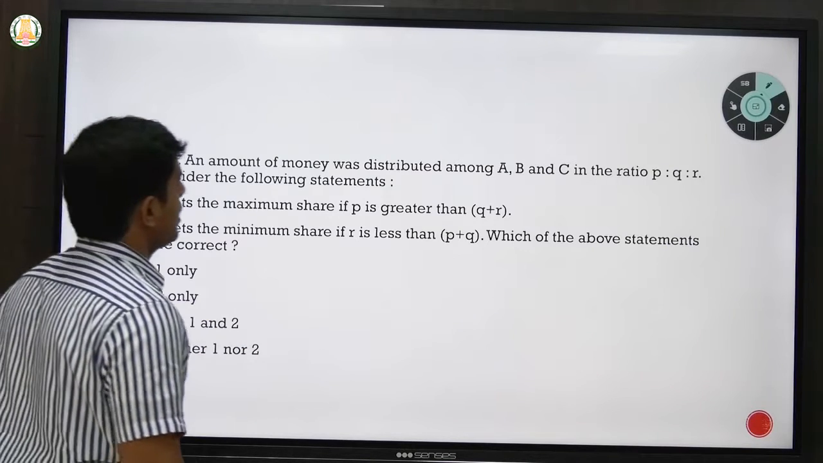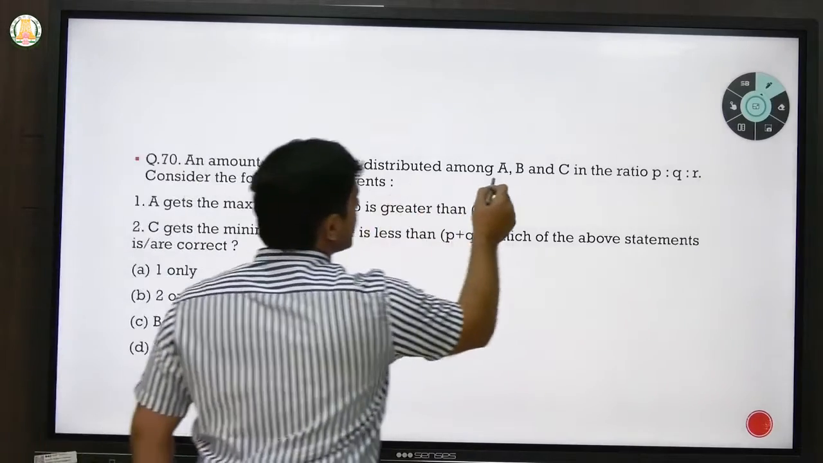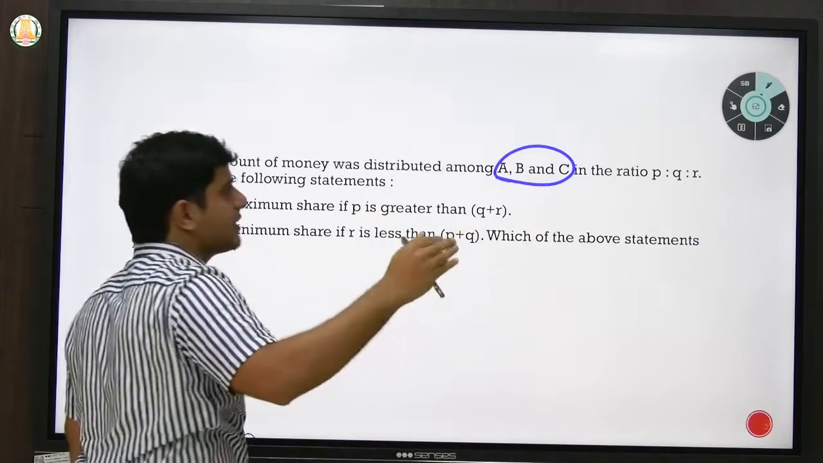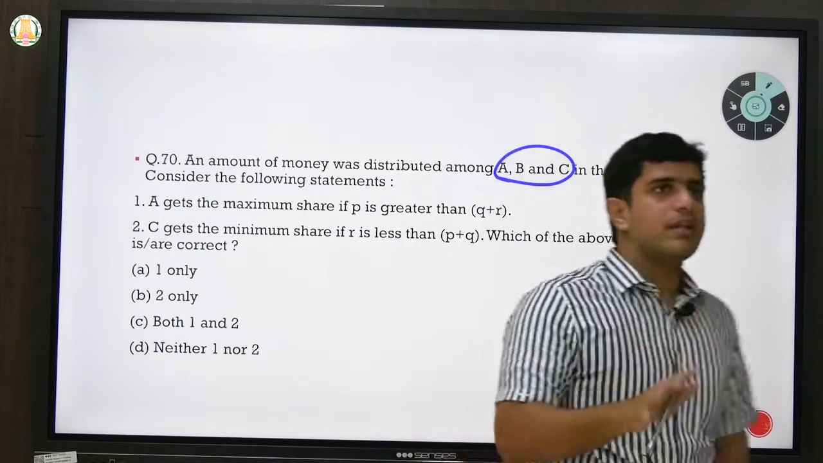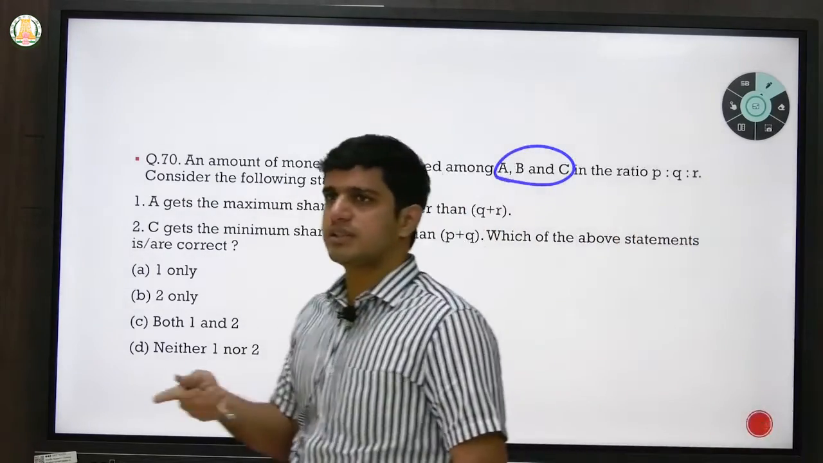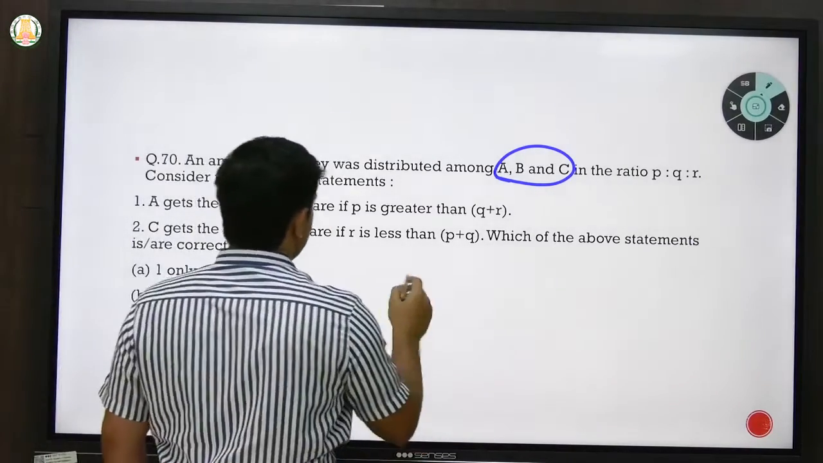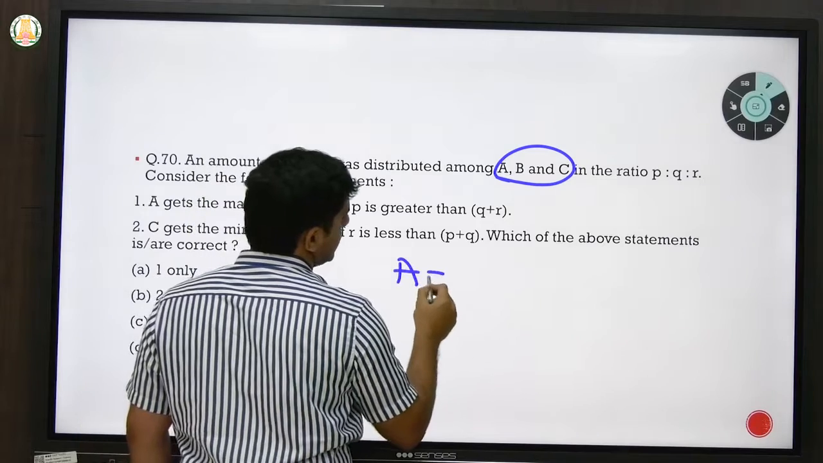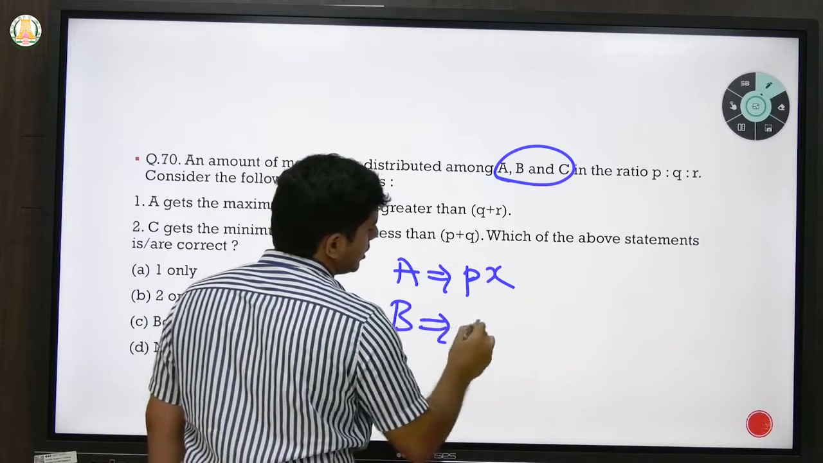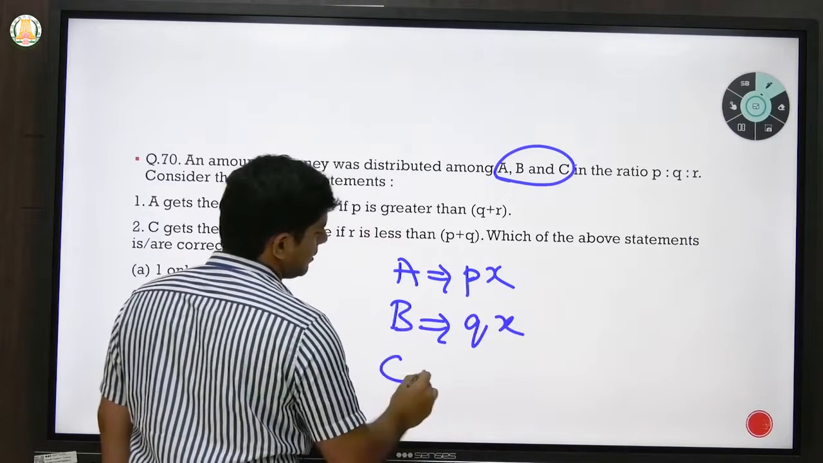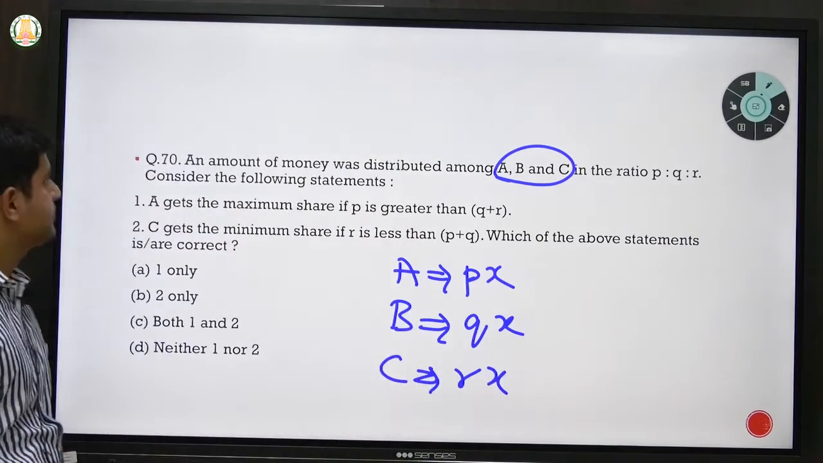Okay. So, again understand the question. An amount of money was distributed among A, B, C. 3 persons are there, A, B, C, in the ratio P is to Q is to R. So, we know only the ratio, we don't know the amount. So, let's assume Px, Qx and Rx, that will be in the ratio P is to Q is to R. So, now let's say A will get Px amount of money, B will get Qx amount of money, and C will get Rx amount of money. Okay, this is the amount they are getting.